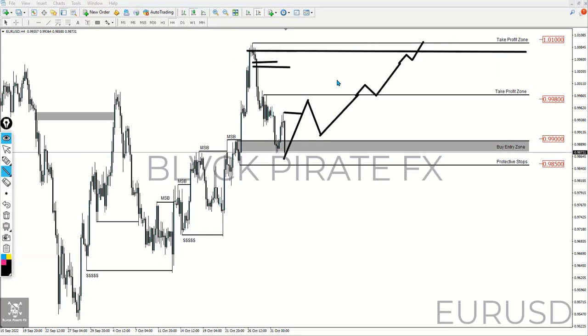Anything above these marked zones would be bonus for you guys on Euro USD. So remember, this week is a little bit volatile. We should trade with care, and hopefully we get something out of Euro USD.